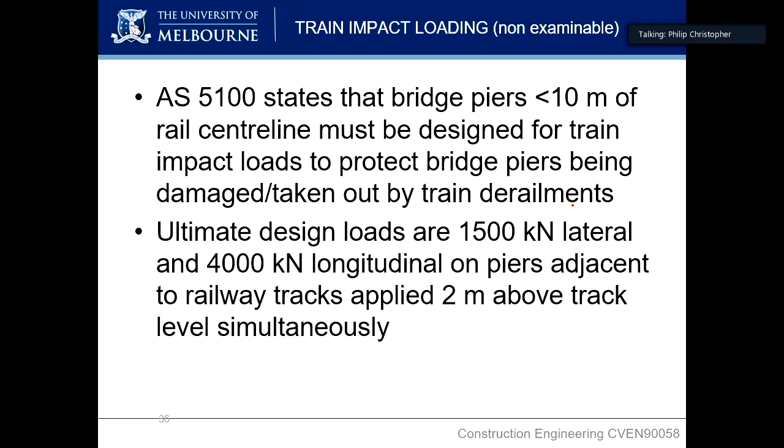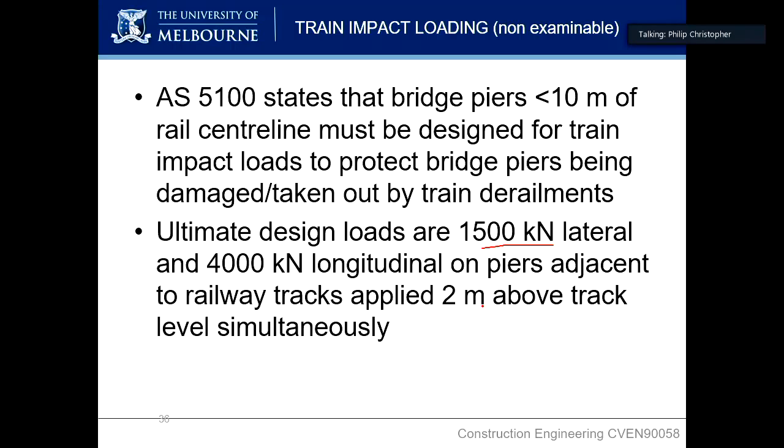alongside train impact loading. So often what will govern these bridge designs or the piers of these bridges is impact. So what if the train comes off the rail and smacks into your pier? That's a really big load. So it might not be these vertical structural loads that you're supporting. It might be actually that train impact loading that mandates the size of those piers or the loads that you're dealing with. So you can see here, 4,000 kilonewtons longitudinal and 1,500 lateral, 2 metres above the track level.